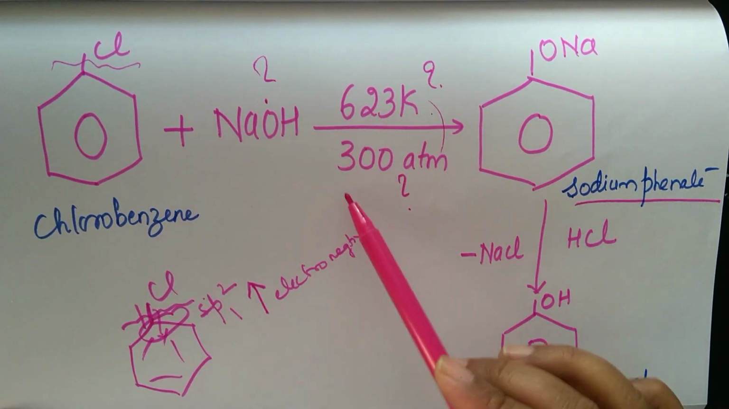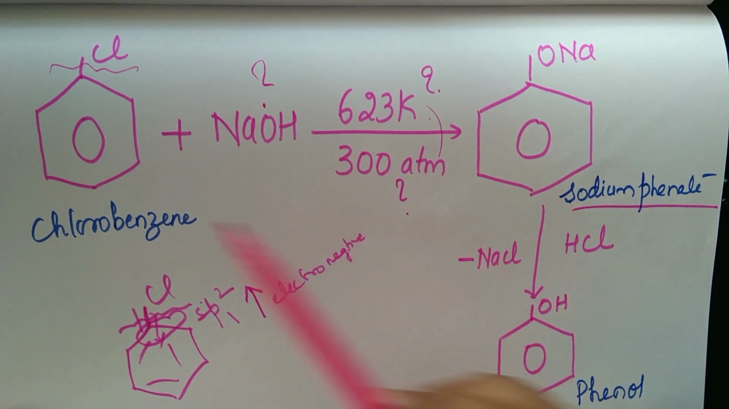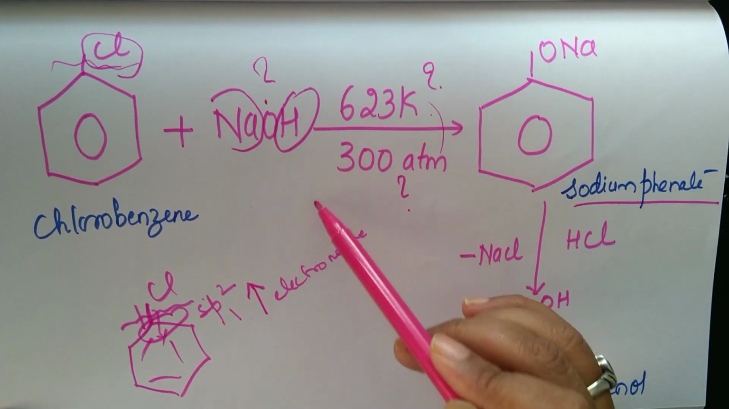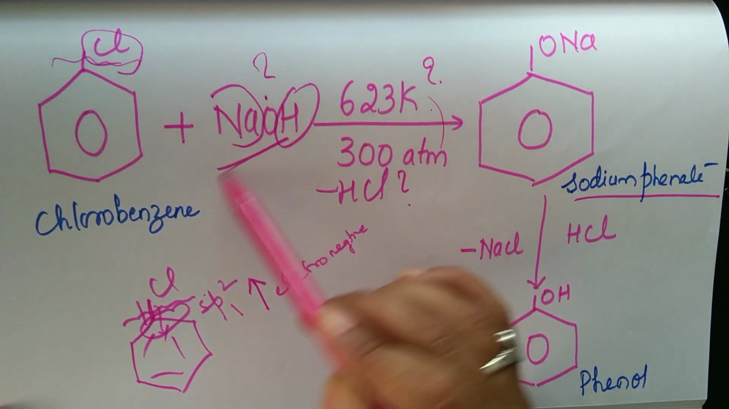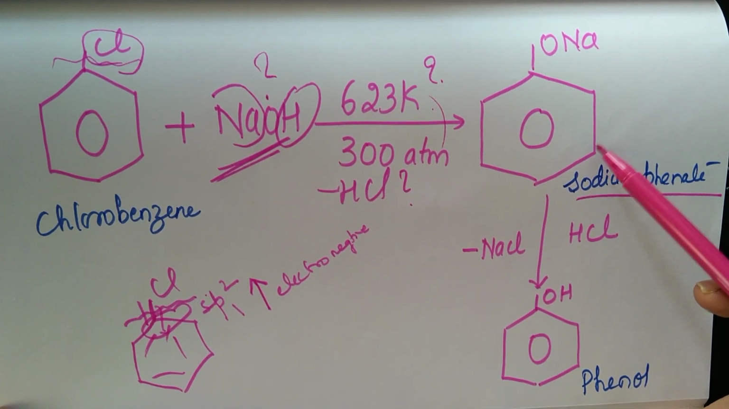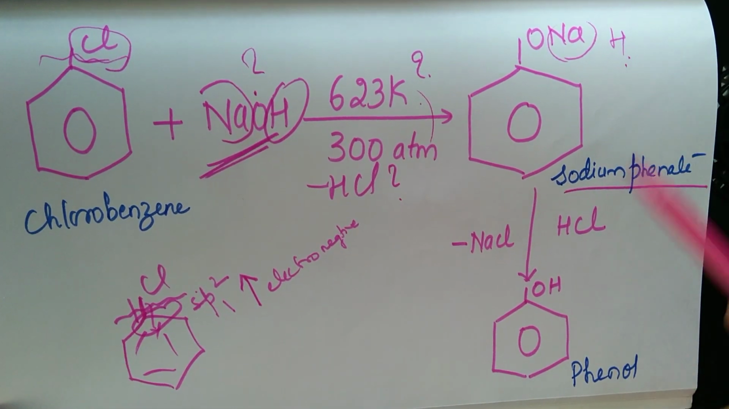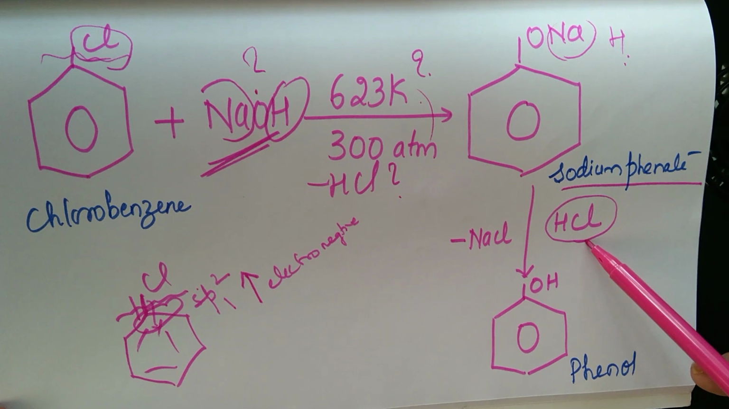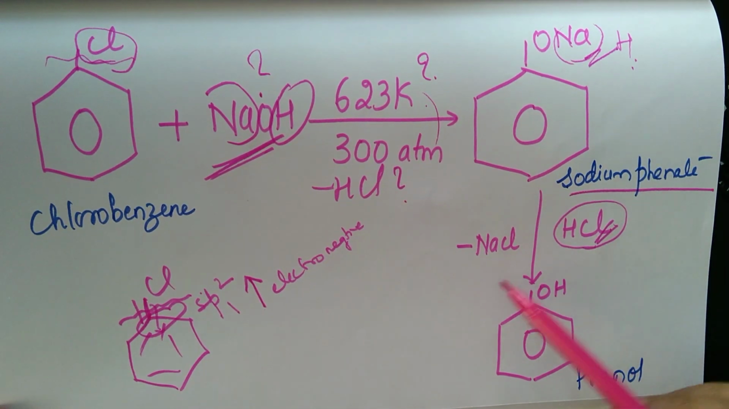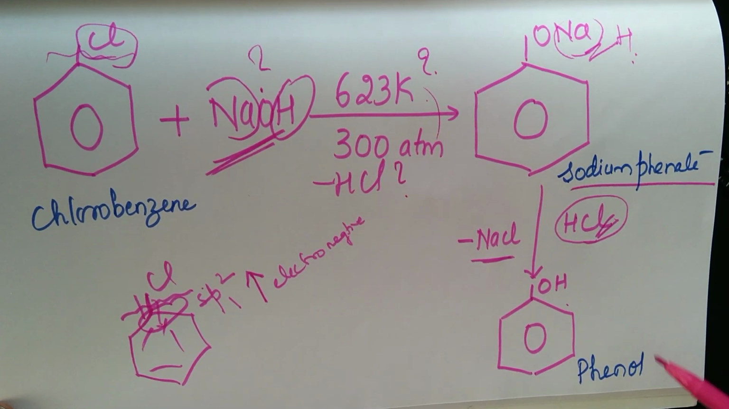Under all these conditions, chlorobenzene gets converted into sodium phenate. Cl goes with H in the form of HCl. Left out is ONa, which gets added in place of Cl. Now what do I need here? I need hydrogen. Therefore I go for acidification. I use HCl. So Cl goes with Na in the form of NaCl and hydrogen comes inside giving you phenol.